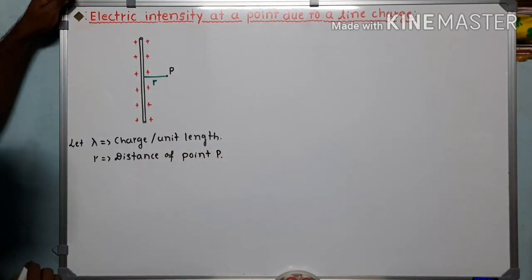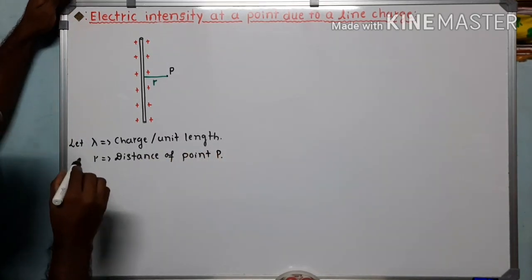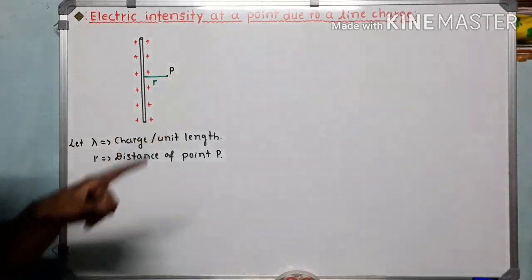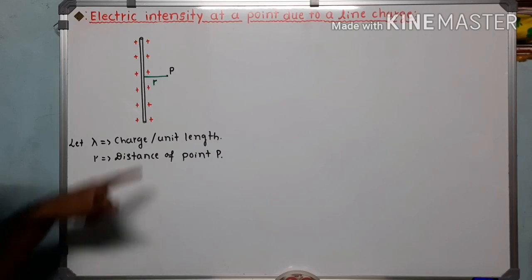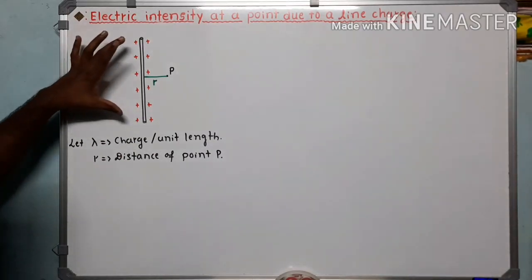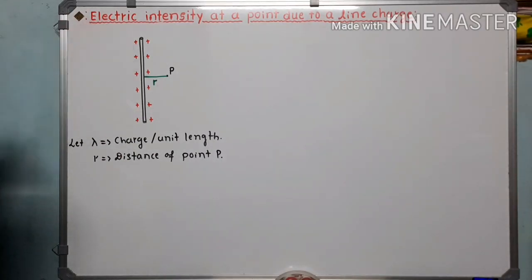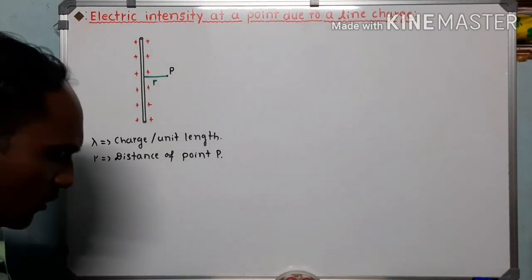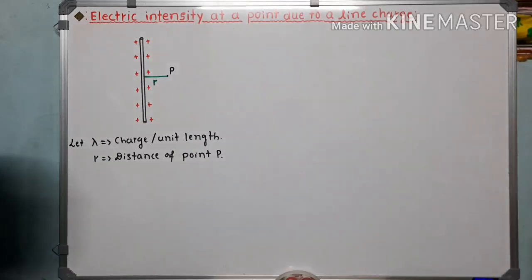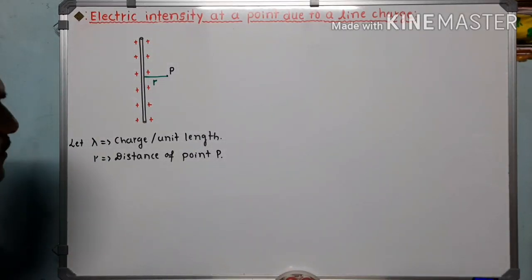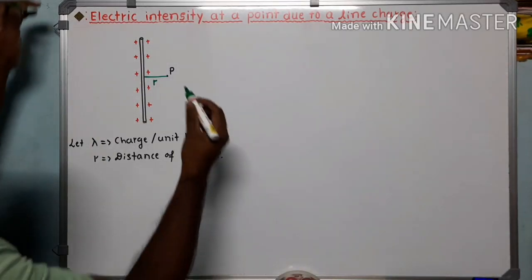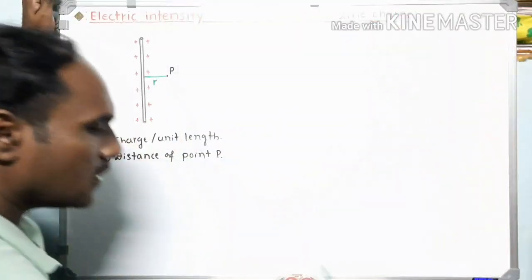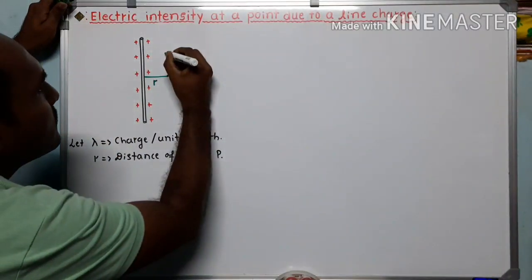Getting the idea? If you want to calculate electric intensity at point P by using Gauss theorem, due to complex charge distribution along the length of the wire, you should apply Gauss theorem. If you want to apply Gauss theorem, you should consider a closed surface. So here I will consider a closed cylinder.